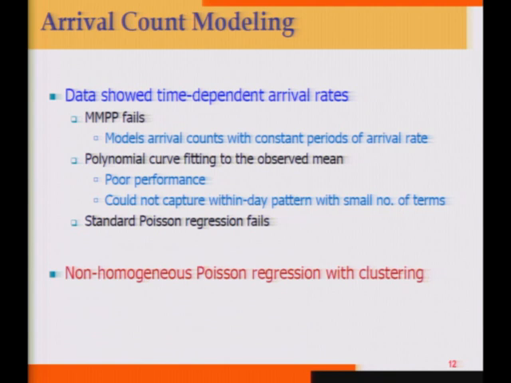So then we thought, okay, this is a time-dependent arrival process, and our final goal is to model the simultaneous number of customers that are present in each venue. So we would also want some further analysis on the model that we built for this arrival count. And we chose the non-homogeneous Poisson process, Poisson regression modeling with clustering, to model the arrival counts.